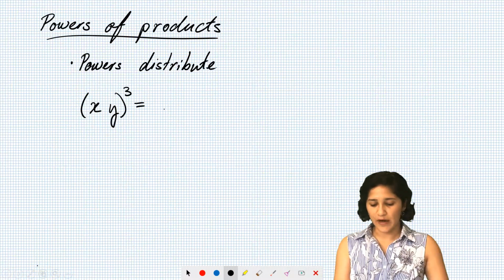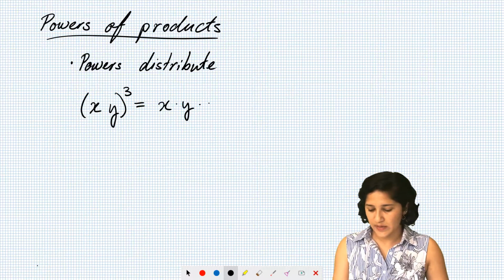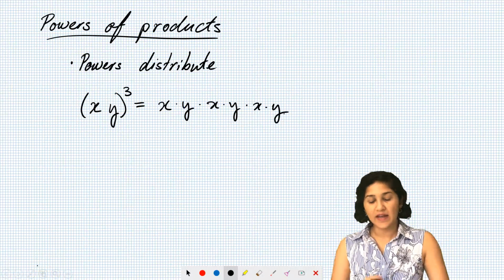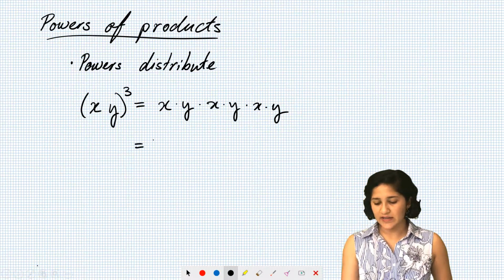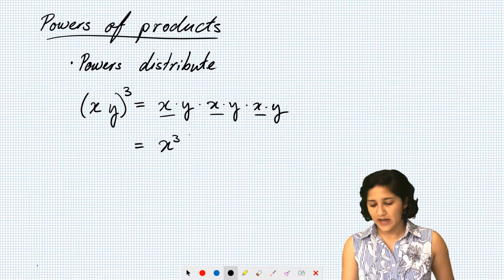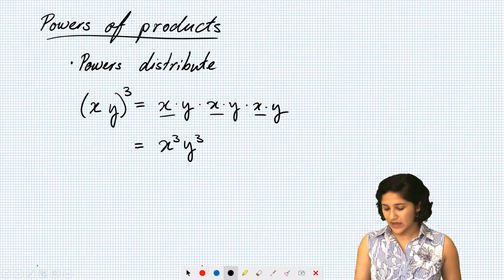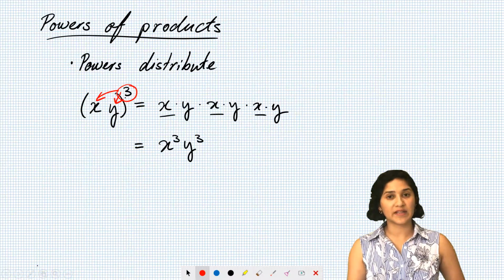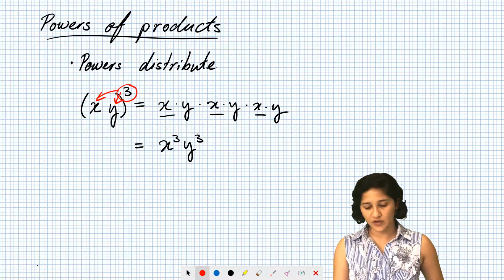Well, I know that everything in the bracket is being multiplied 3 times. So we go x times y times x times y times x times y. And now with multiplication, it doesn't matter which order I multiply in. So that's the same as x times x times x, so x cubed, and y times y times y, so y cubed. So all that happens is that this power actually gets distributed over everything inside the brackets, everything that's multiplying inside the brackets. So I just get x cubed, y cubed.